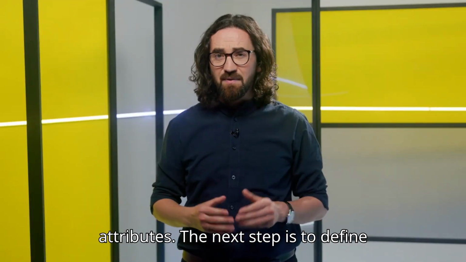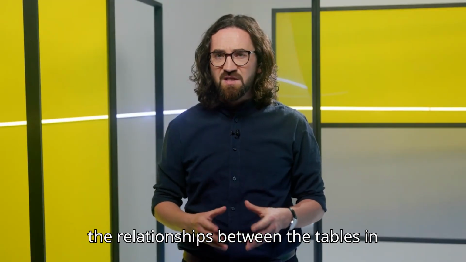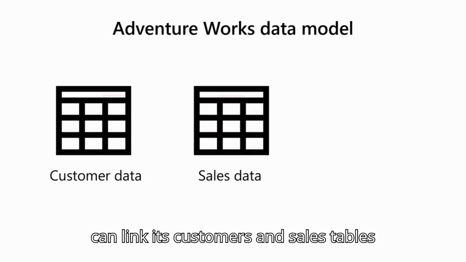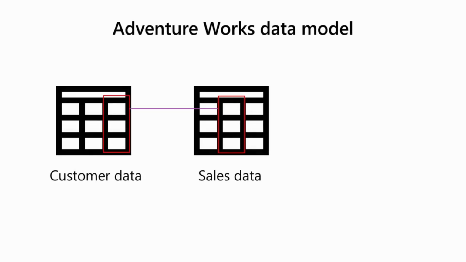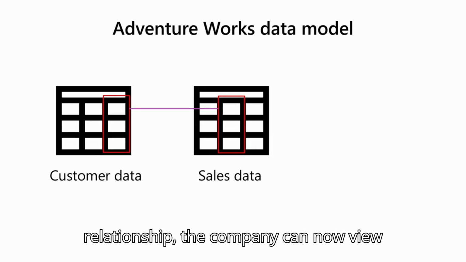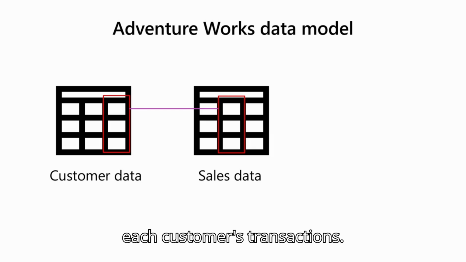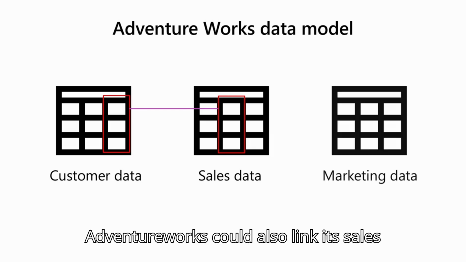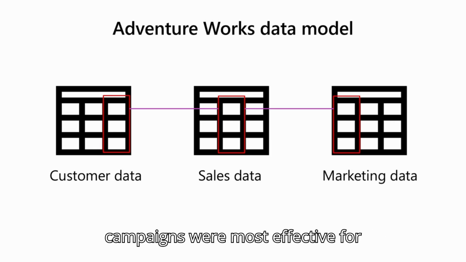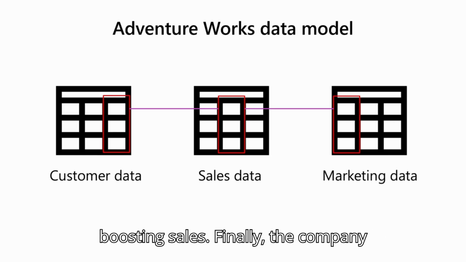The next step is to define the relationships between the tables in Power BI's model view. The company can link its customers and sales tables using the customer ID column, which is common to both tables. With this relationship, the company can now view each customer's transactions. AdventureWorks could also link its sales and marketing tables to understand which campaigns were most effective for boosting sales.